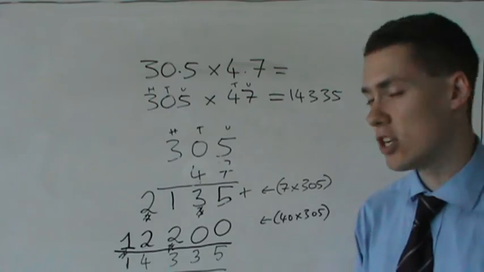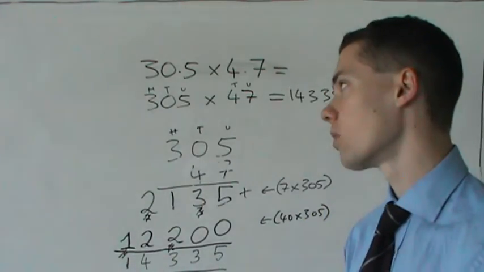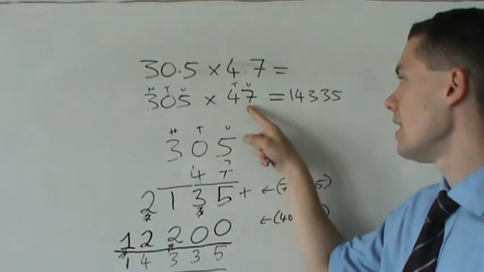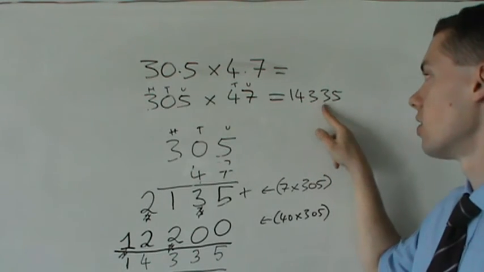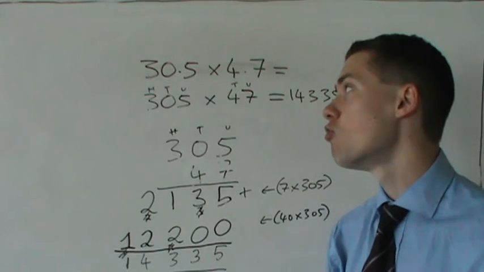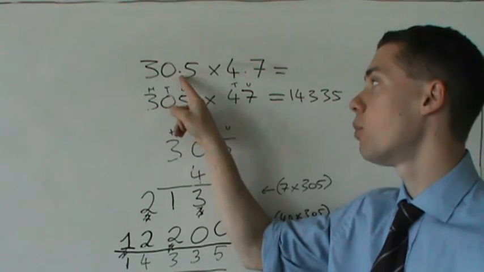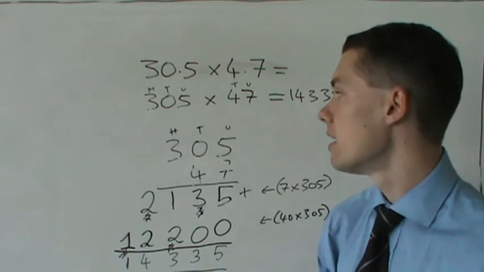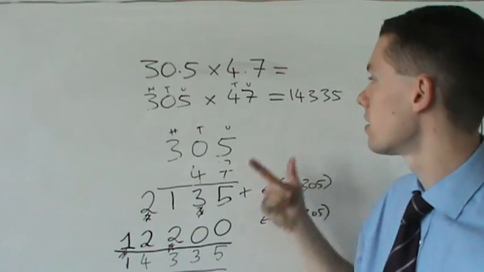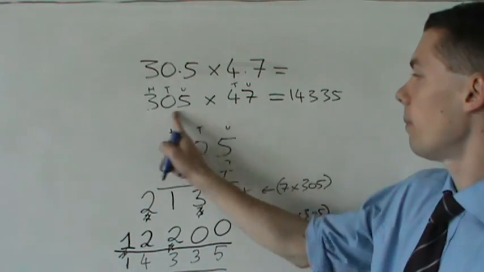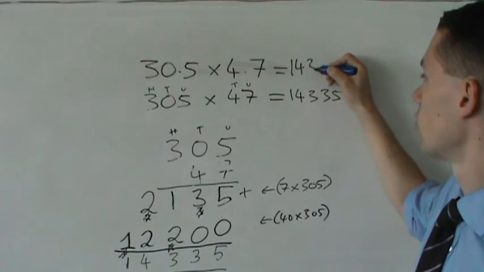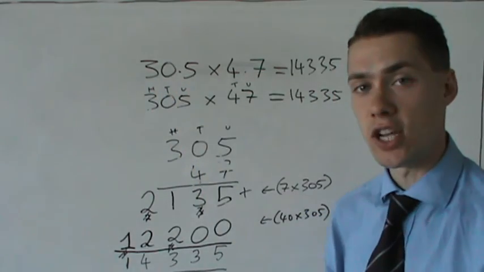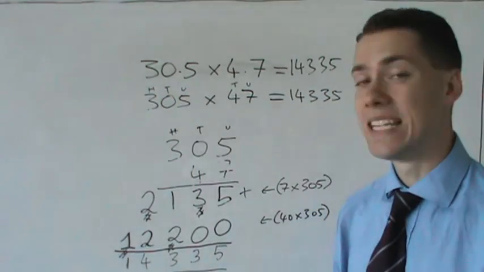Now I just said that was my final answer. That's not quite true. We've worked out that 305 multiplied by 47 equals 14,335. But our original question was actually 30.5 multiplied by 4.7. Now the way we work out this question is we write above our answer 14,335, and we now count in this question the number of digits that come after a decimal point.